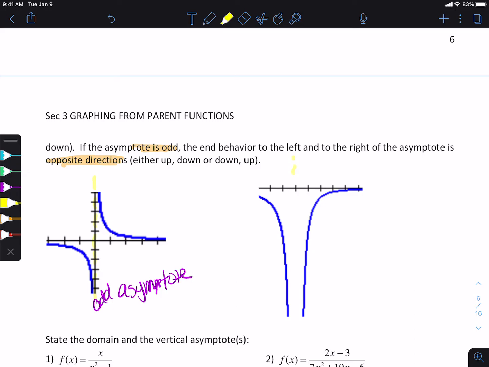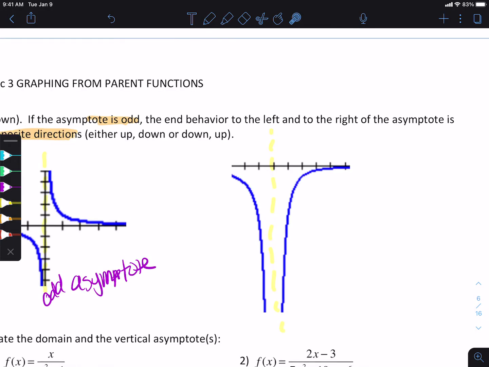Here, if we look at this asymptote, this would be our vertical asymptote that we have. If we look on the left side, we're coming from below. On the right side, we're also coming from below. So on both sides of the asymptote, to the left and right, we're coming from the same direction, which means that this would be an even asymptote.